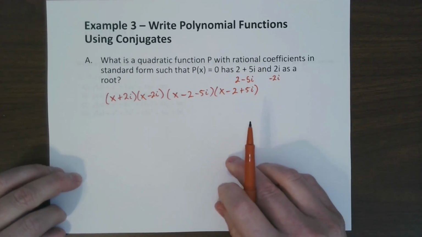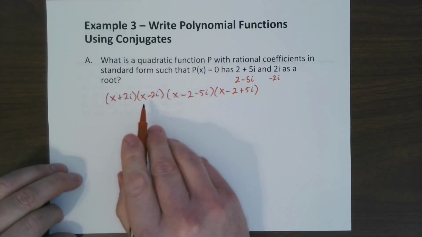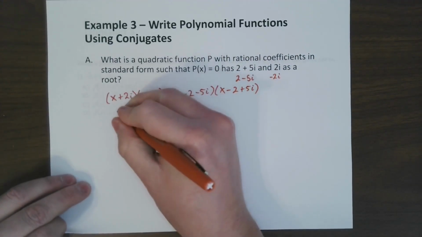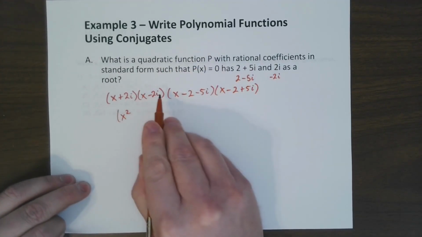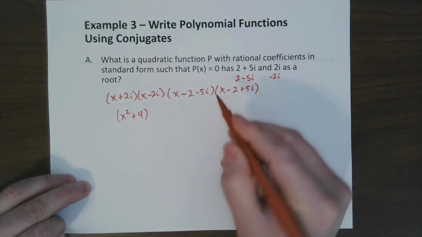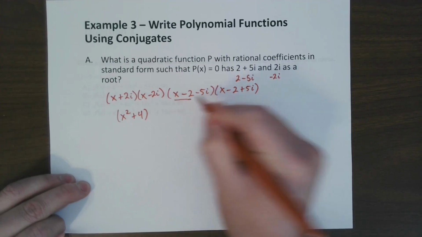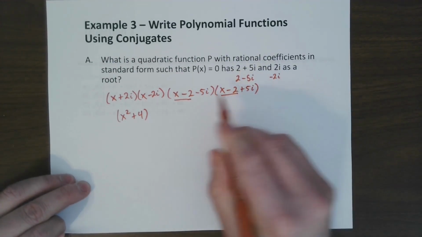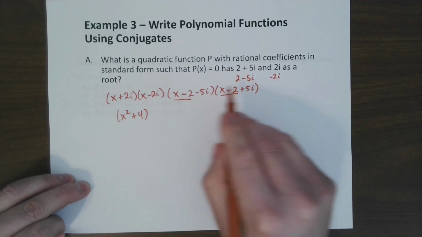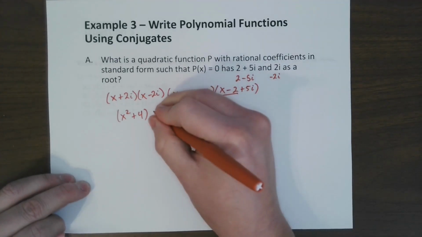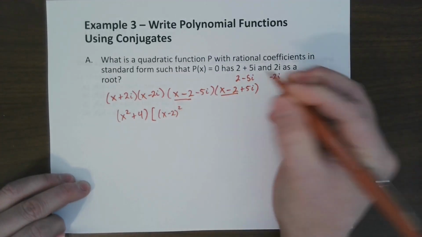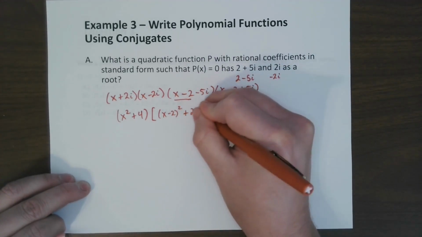If you notice, they're in a certain form. They're in a difference of squares form. Because of that, we can use shortcuts. So x times x is x squared. 2i times -2i is -4i squared, which would be plus 4. And if you notice, this is in the same form. Look at this part right here and this part right here. We have a difference of squares. They're the same here with the difference in between. So we can do the same exact thing. So I'm going to do x minus 2 squared plus 25.